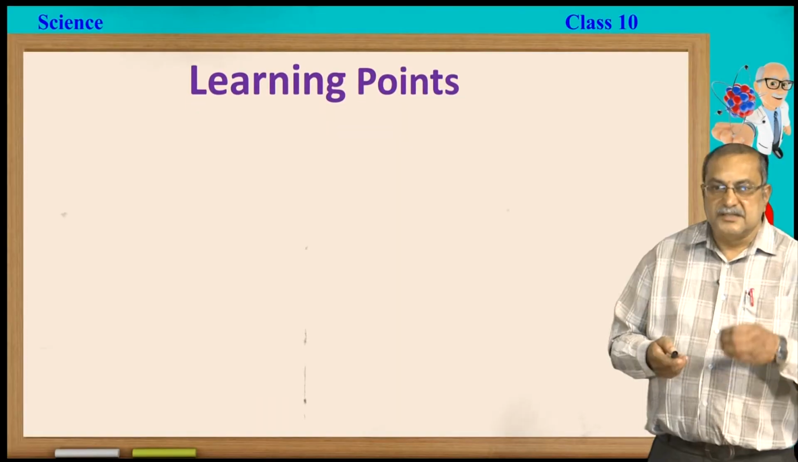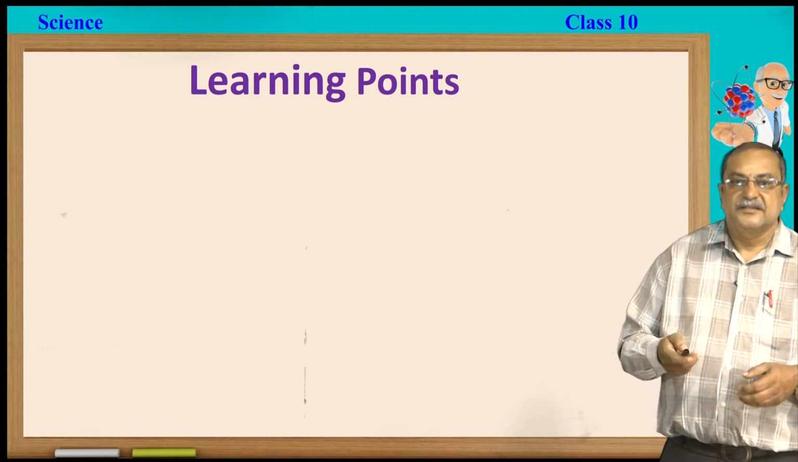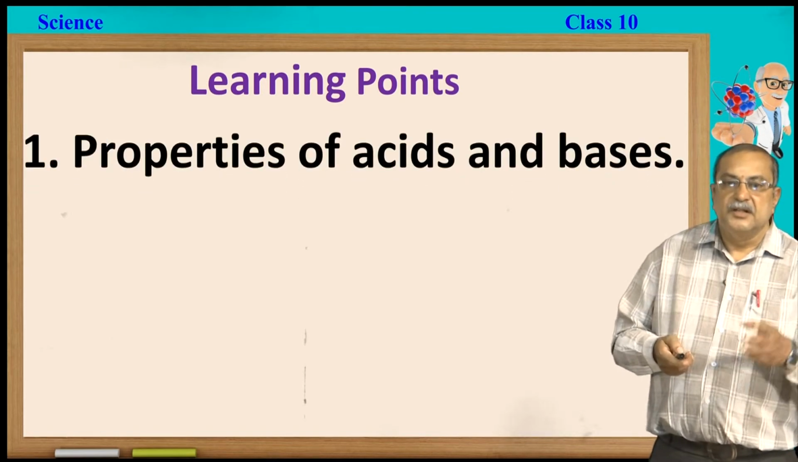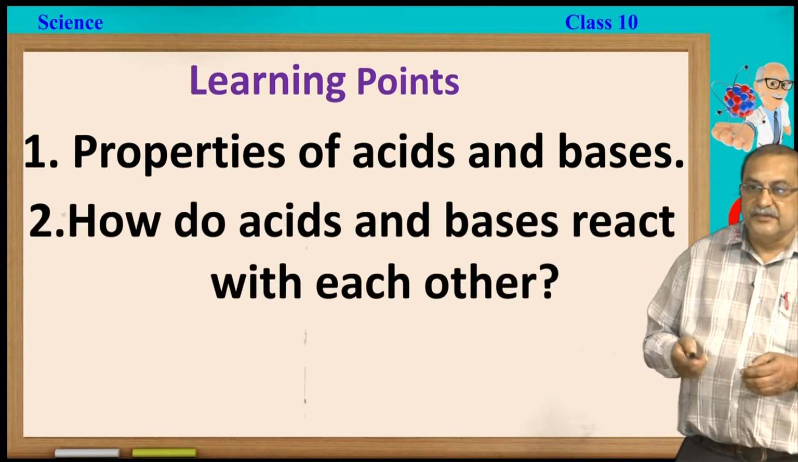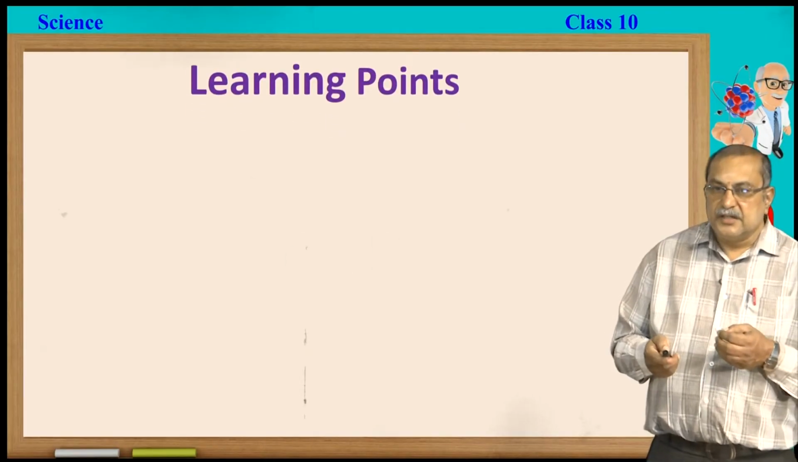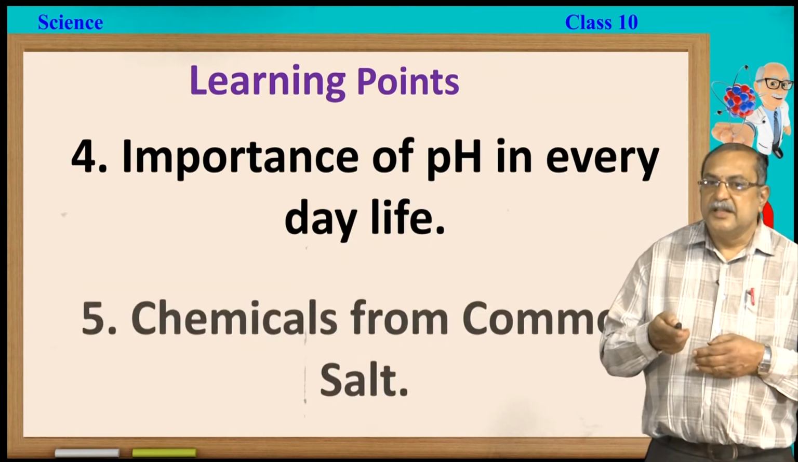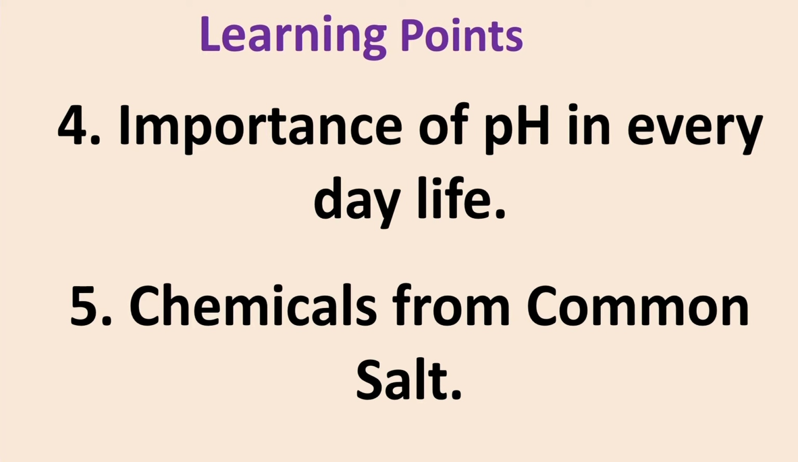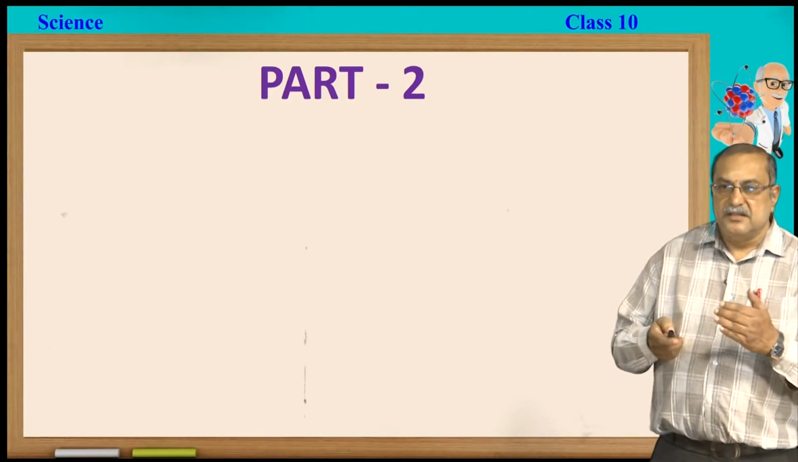Okay. Let us revise what the learning points are going to be in this chapter. For the entire chapter we are going to learn about properties of acids and bases, how acids and bases react with each other, and how strong acid and base solutions are. Next we go for the importance of pH in everyday life, then chemicals from common salt. So, these are the main learning points in this chapter, and let us revise the first part in brief because it is the last episode.